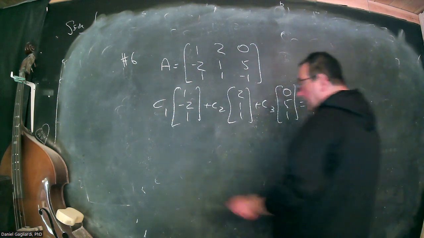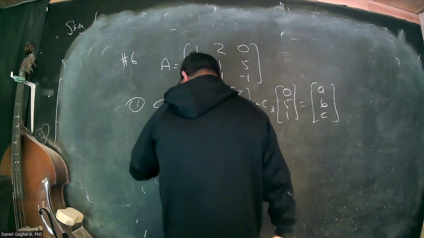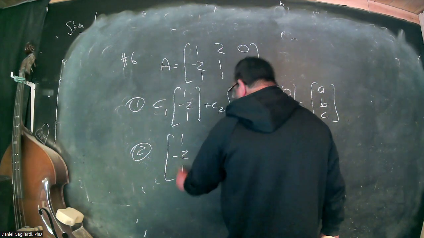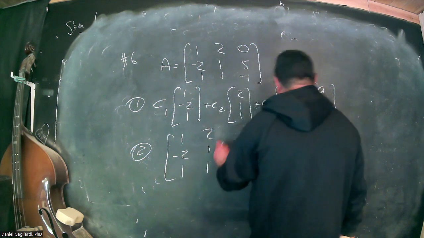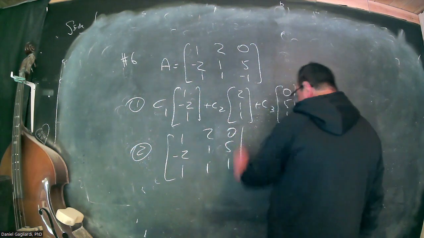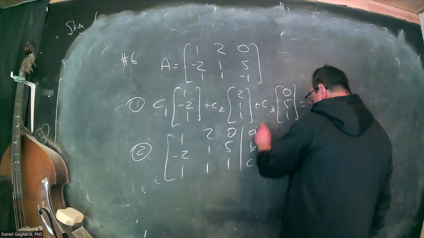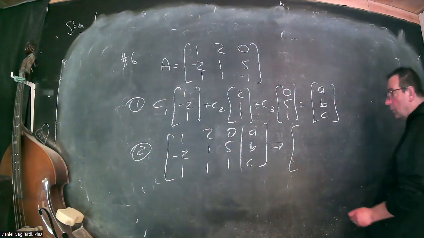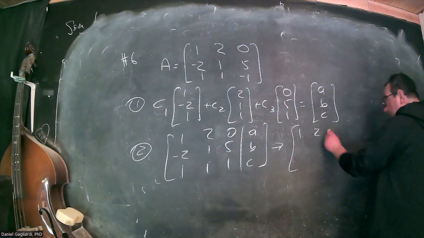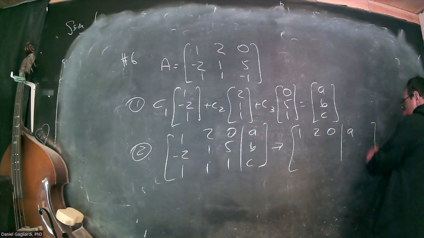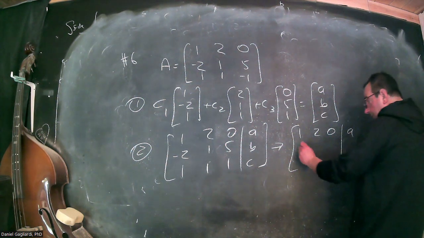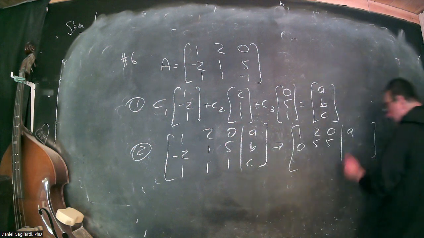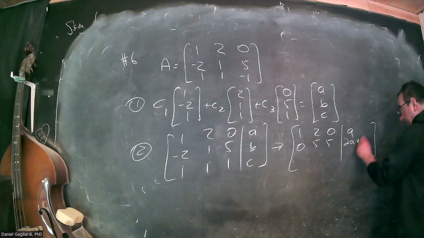All right, so let's do what we usually do and form the augmented matrix. Doing so, we have the columns (1, -2, 1), (2, 1, 1), and (0, 5, 1) equals (A, B, C). And let's row reduce this. In order to do so, we'll add 2 row 1s to row 2. So 1, 2, 0, A. Then we have the 0 here, a 5 here, a 5 here, and 2 A's added to B is 2A plus B.